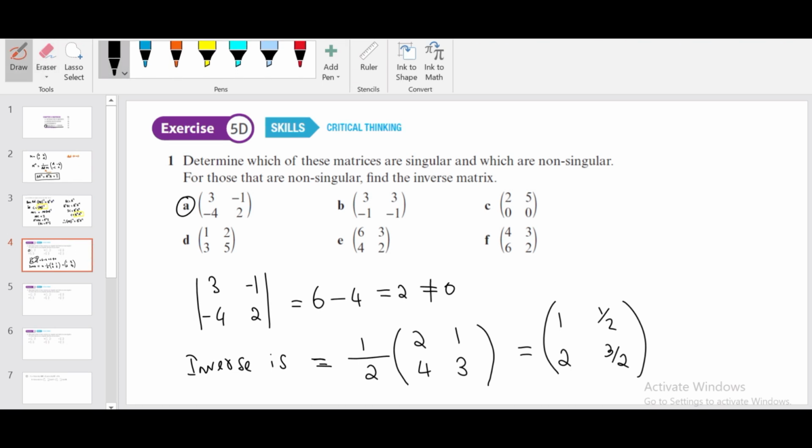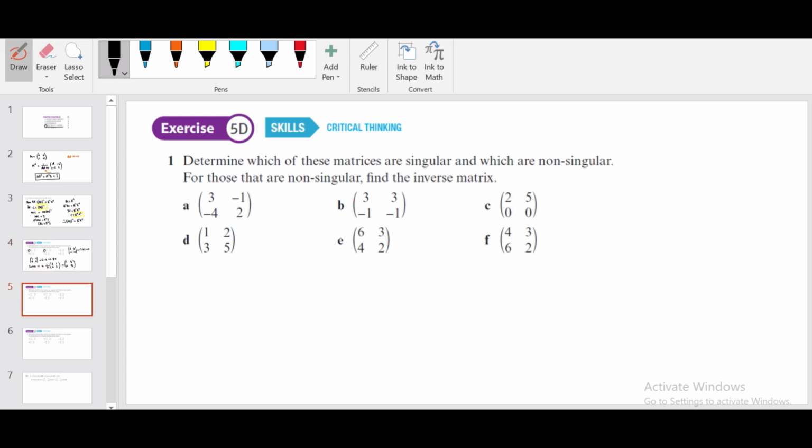Okay, let's find the determinant value of B. 3 minus 1 minus 1, so you will get minus 3 minus of minus 3, you get 0. Therefore there is no inverse. Inverse doesn't exist for this matrix. So I'm going to move on, maybe we can try one more.